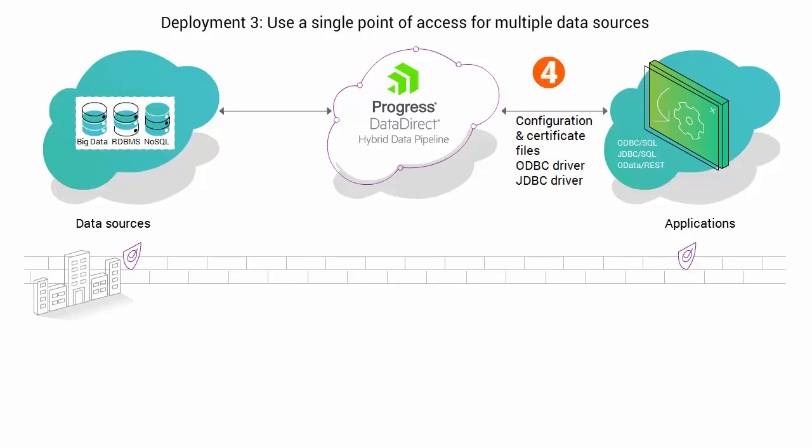Download the appropriate ODBC or JDBC installer. Copy the certificate and security files created during data pipeline installation and place them in the same directory as the driver installer. Then install and configure the driver. Finally, configure each business app for the appropriate connectivity option.